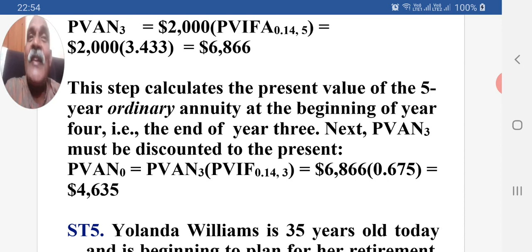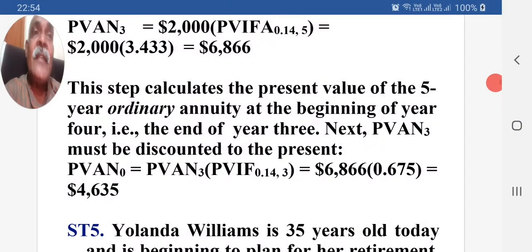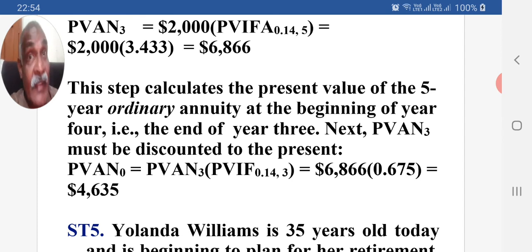So 6,866 multiplied by the present value interest factor at 14% and 3 years. The discounting factor will not be more than 1. When you see the table, the factor will be 0.675. When you multiply 0.675 by 6,866, the amount will be 4,635.